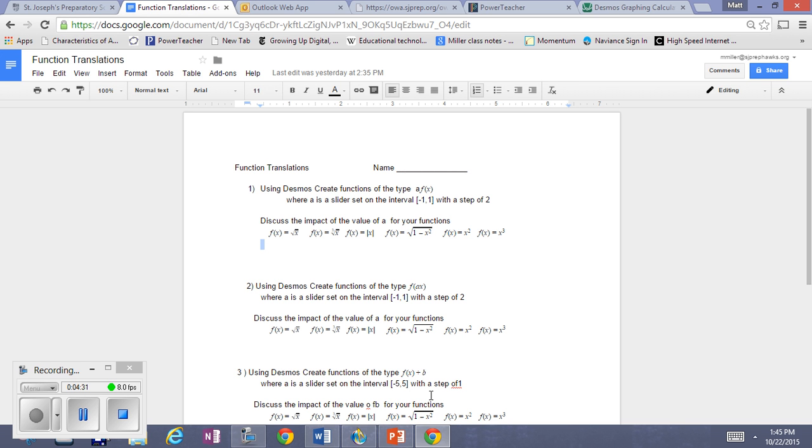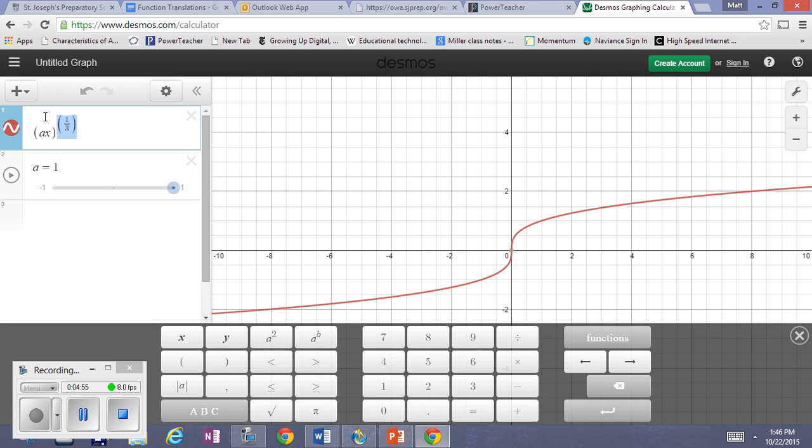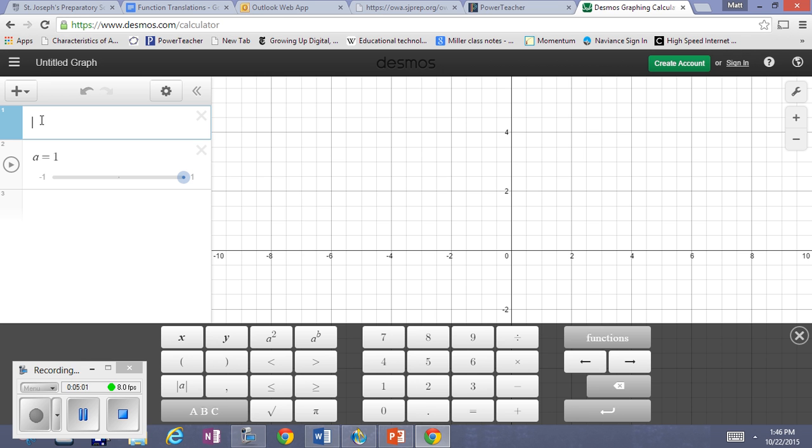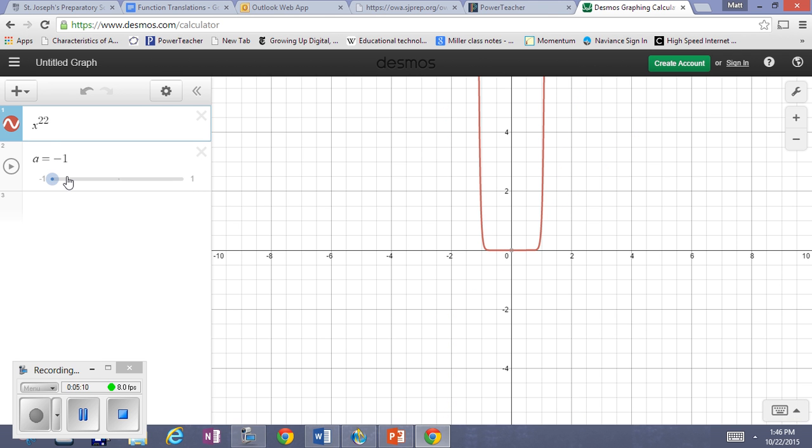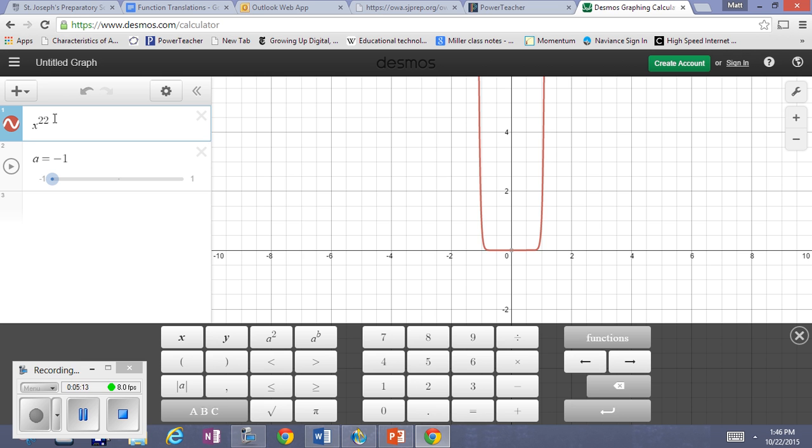Now we look at f of x plus b. So we'll take a look at maybe a basic graph of, let's see, what do we want to look at? x squared. Let's look at x squared with these variations. All right, go back to Desmos, and we're going to look at our simple graph of x squared.